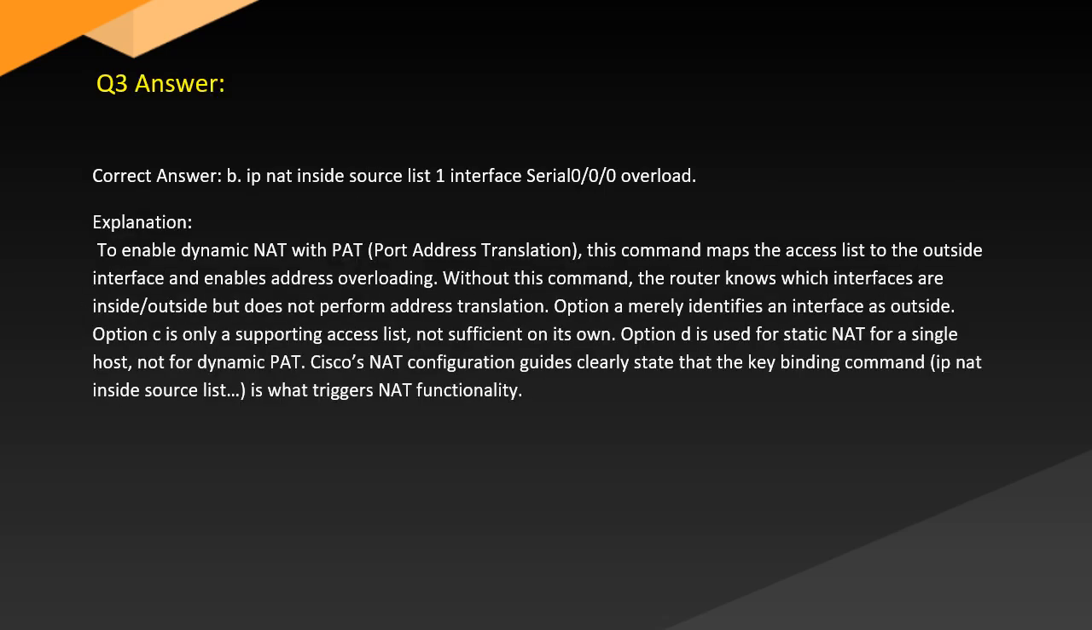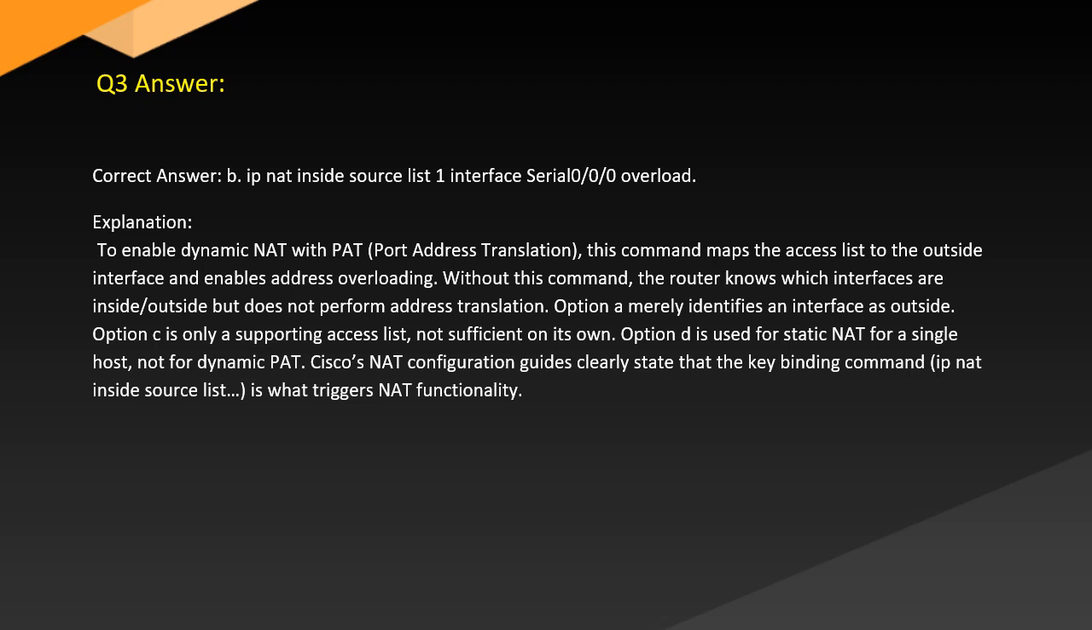Answer. Correct answer: B. ip nat inside source list 1 interface serial 0/0 overload. Explanation. To enable dynamic NAT with PAT, port address translation, this command maps the access list to the outside interface and enables address overloading. Without this command, the router knows which interfaces are inside and outside but does not perform address translation. Option A merely identifies an interface as outside.